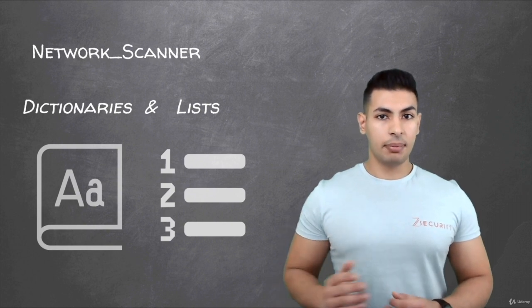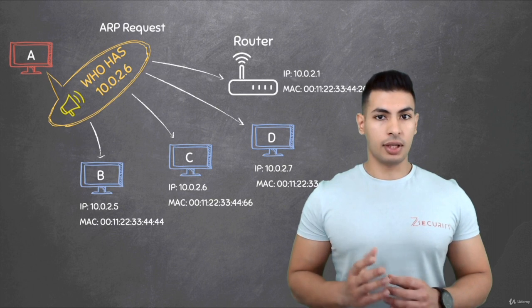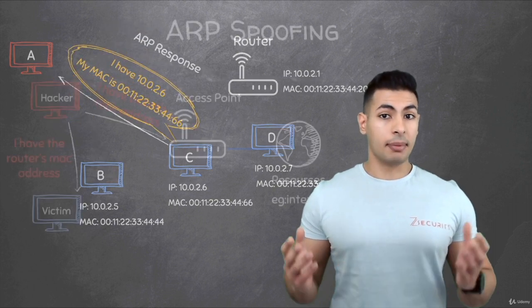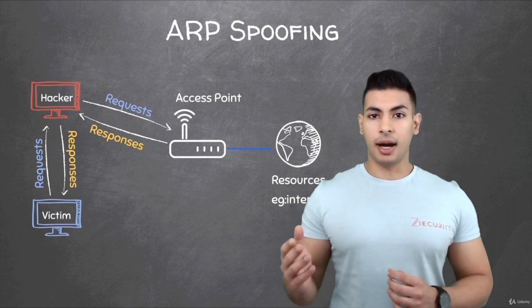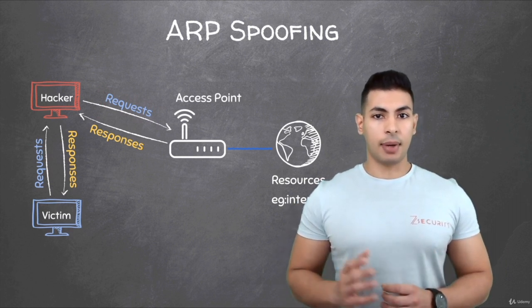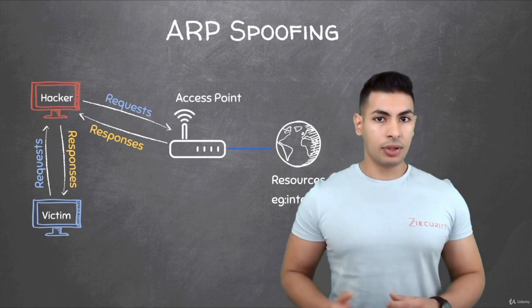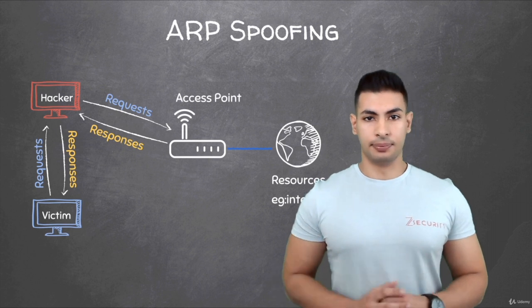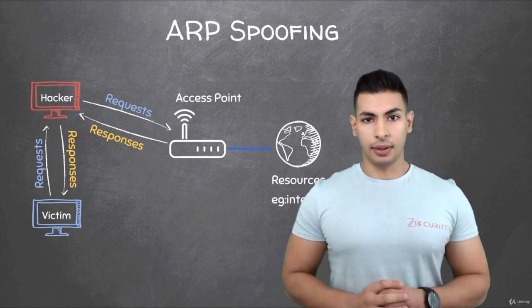Next, we'll dive deeper into networking. We're going to learn what ARP is, what it's used for, what is ARP spoofing, and how to write a Python program to run an ARP spoofing attack. As we do this, you'll learn more about Scapy, analyzing network layers, handling exceptions, loops, and more.